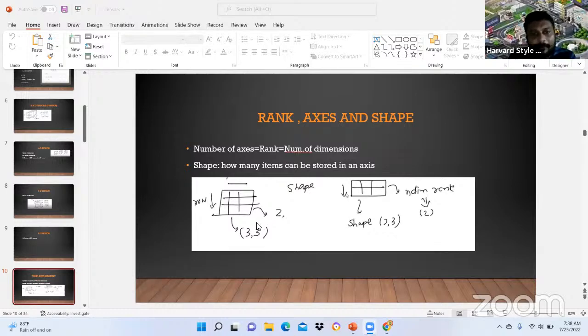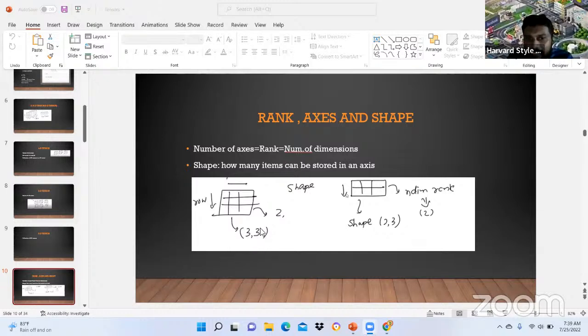Normally, shape is represented this way. Now, this is a matrix, guys. In a matrix, we have a convention. First, you have to represent the row number, then the column number. Now, how many rows are available? 3. Okay. How many columns are available? 3. Okay. This is called the shape.